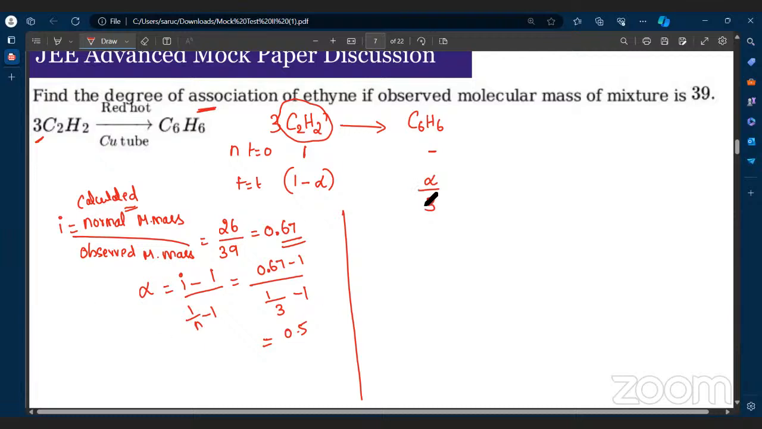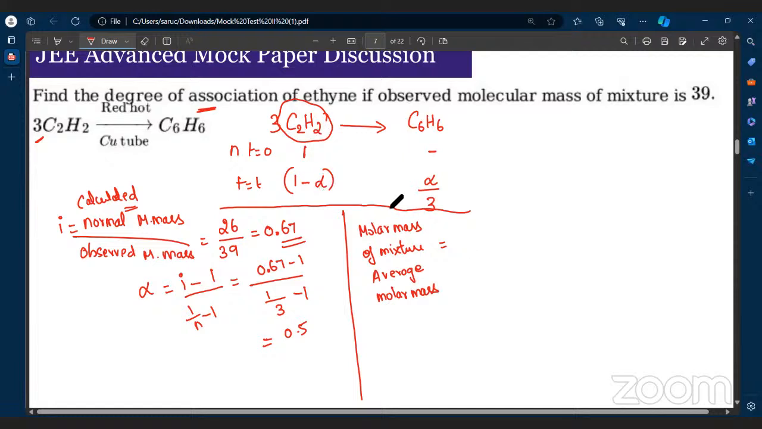Else, using this table, you can do the calculation like this: what is the molar mass of the mixture? The molar mass of the mixture is nothing but the average molar mass. So how will you calculate the average molar mass? What is the formula to calculate it? It is the sum of the molar masses of both the reactant and product, weighted by their moles, divided by the total number of moles.